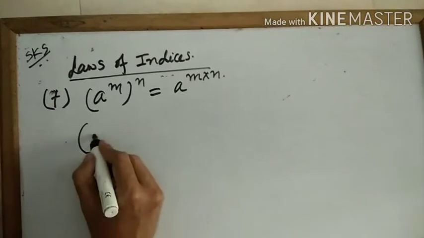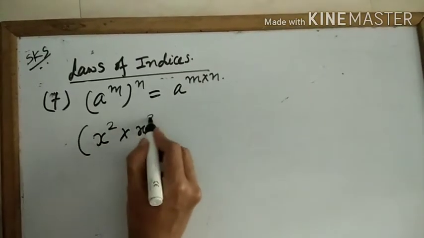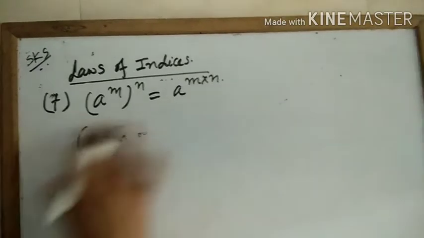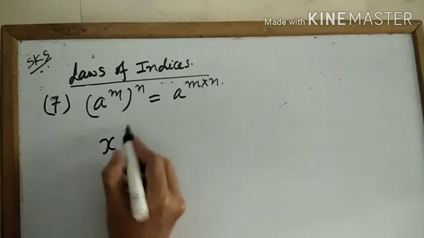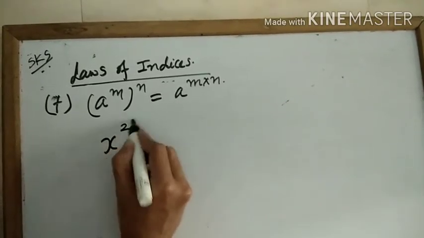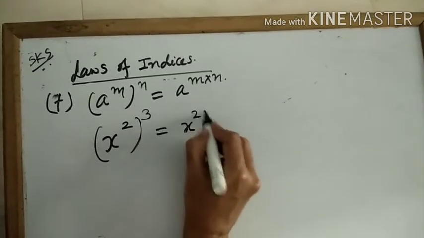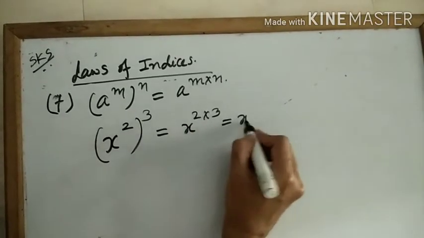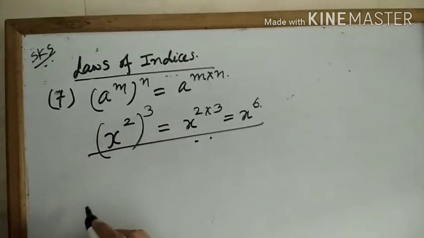Say for example, I am having x raised to 2 multiplied by x raised to 3, or rather we shall see an easier example. Suppose I am having x raised to 2 whole raised to 3. According to this rule, it will be x raised to 2 into 3, which will be equal to x raised to 6. Is this rule right or not? That we will try to understand.